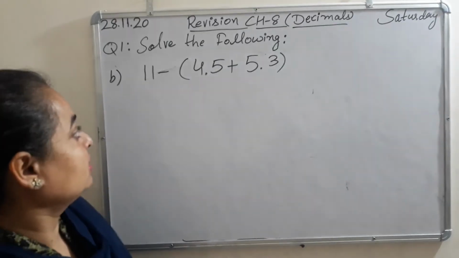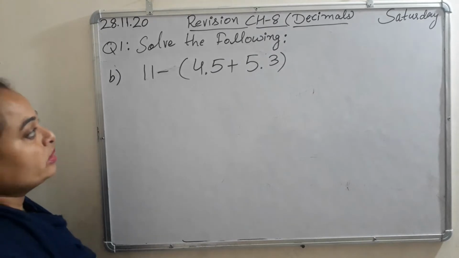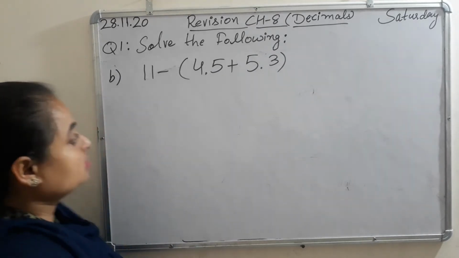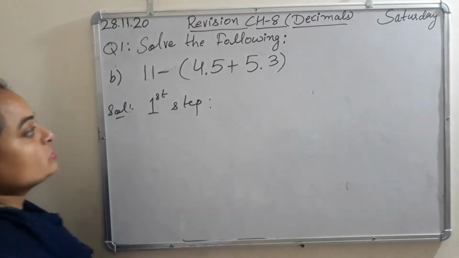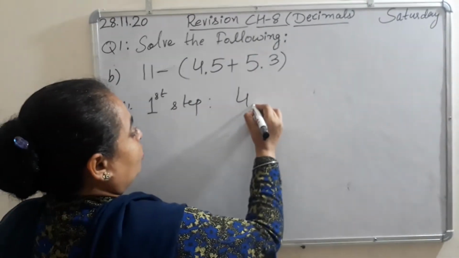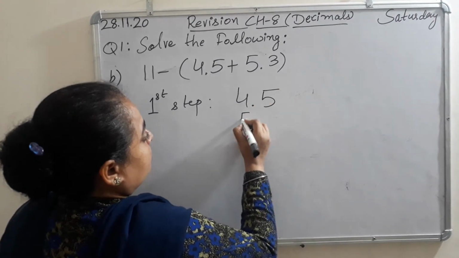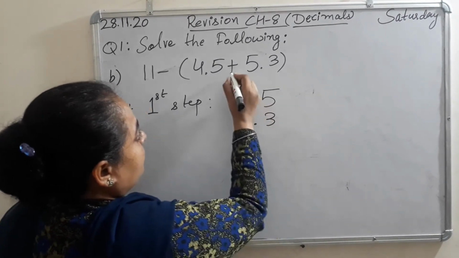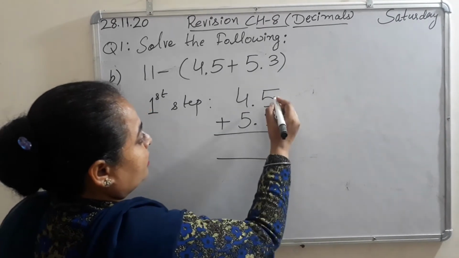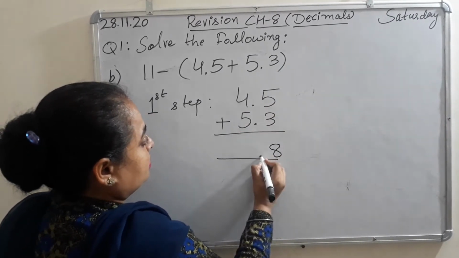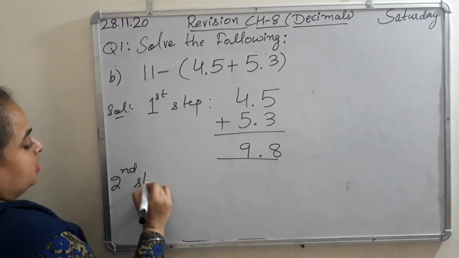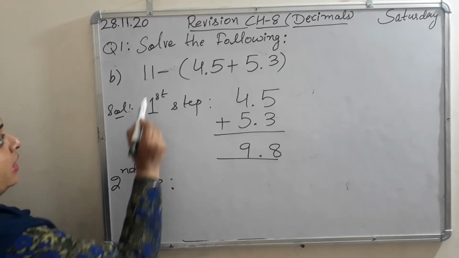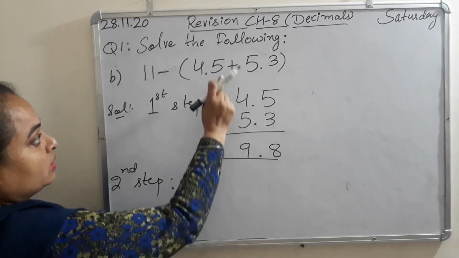Now come to the B part. 11 minus bracket 4.5 plus 5.3. First step, we will solve this bracket: 4.5, 5.3 plus. 5 plus 3, 8. 4 plus 5, 9. Second step. 11 minus result of this bracket.